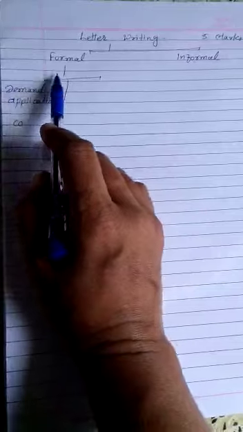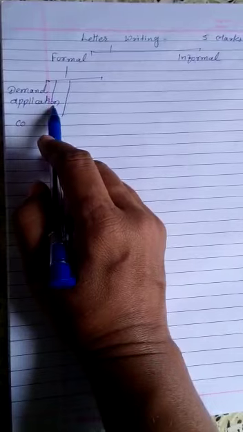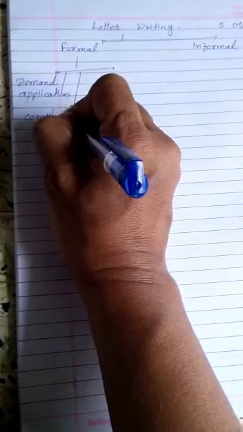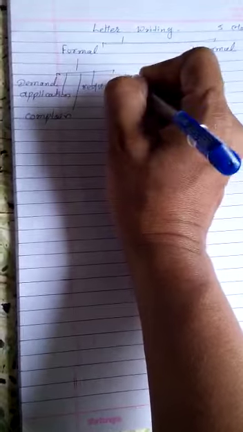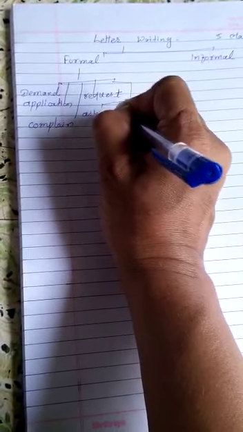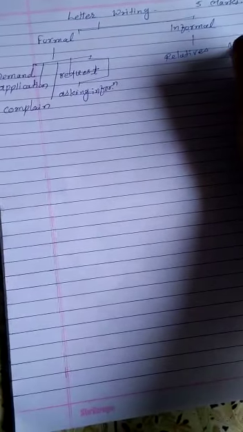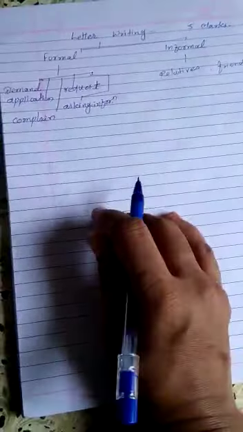Now in formal letter writing there are some types: demand letter, application, or third one is complaint letter. Then we can write the request letter. Then we can ask for information, etc. Okay, and an informal letter is written to relatives and friends.